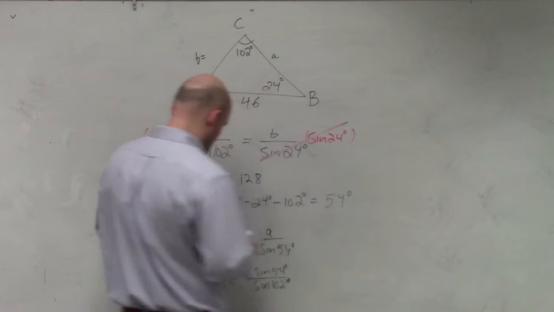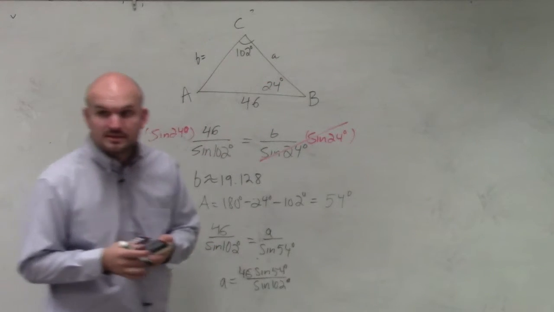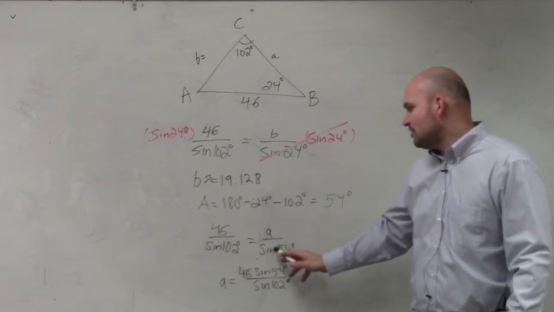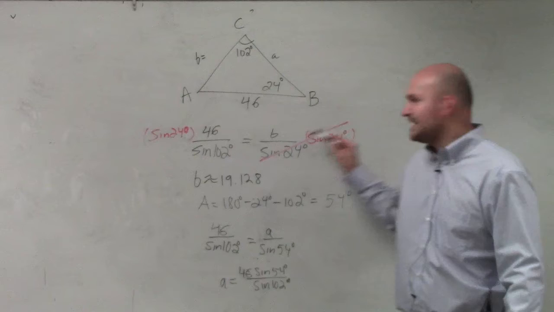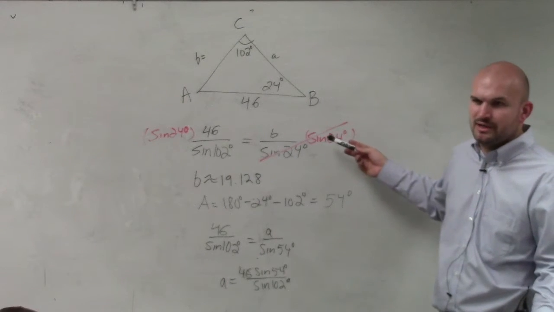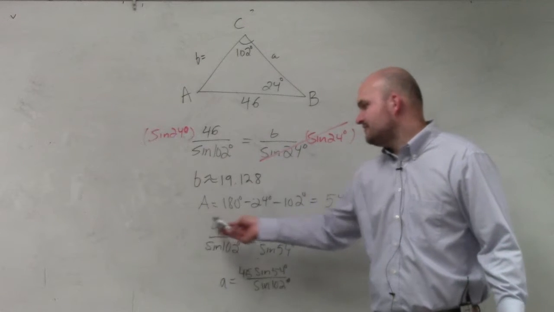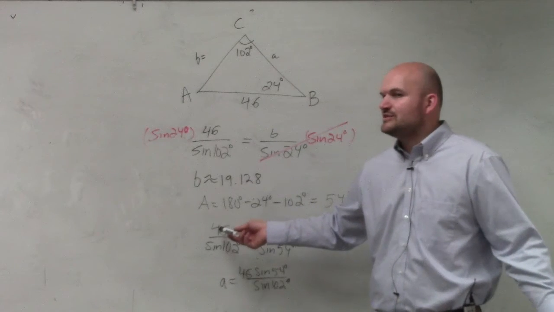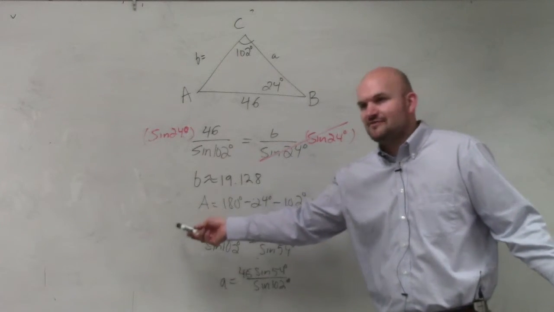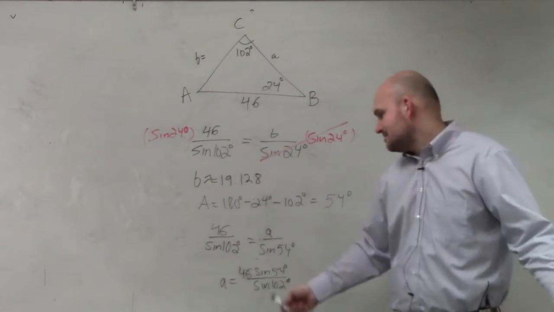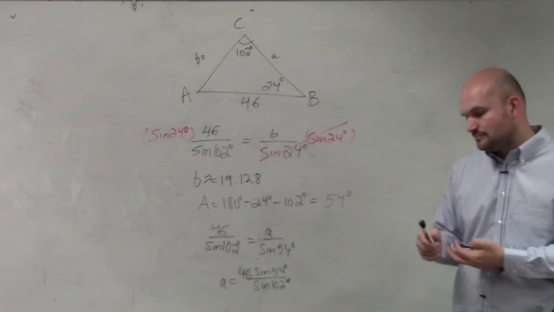Yes. So basically what I did is I multiplied by sine of 54 on both sides, like I did up here. I'm just not showing my work again. So really, it's sine of 54 times 46. But can we just write 46 times sine of 54 instead? Same thing. Is 3 times 2 the same as 2 times 3? Yes. So that's why I just rewrote it like that.